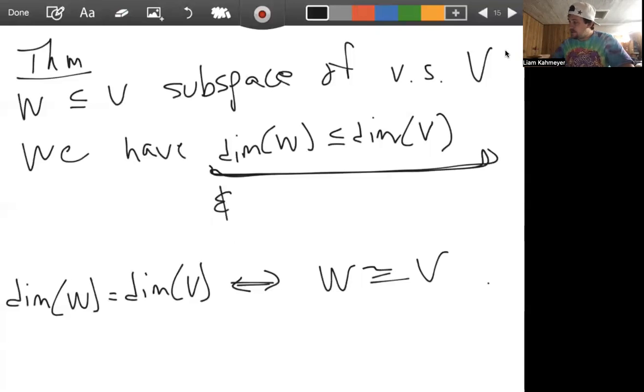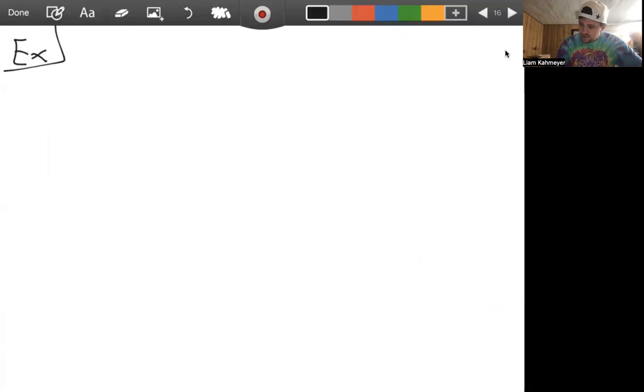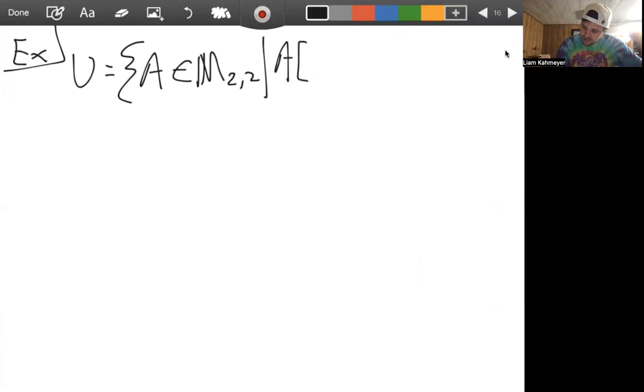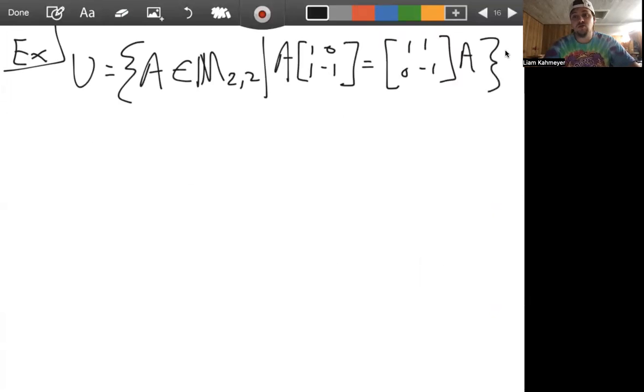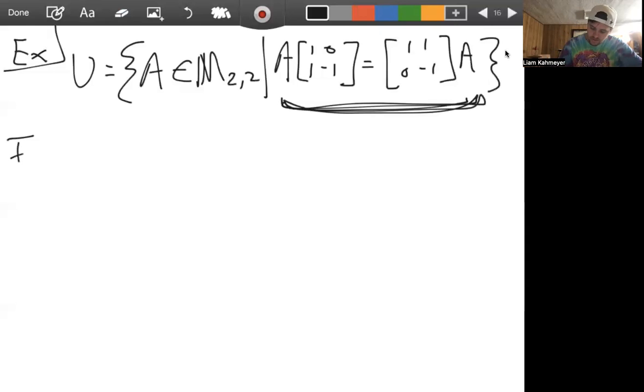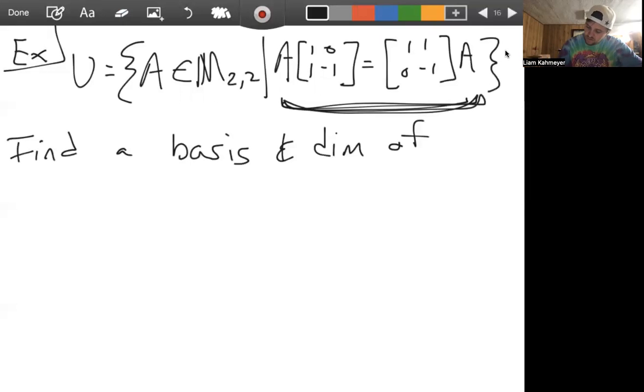Let's look at another example here. Let's say U is given by the set of 2x2 matrices A, so A is an element of M22 such that A times the matrix 1, 0, 1, -1 is equal to 1, 1, 0, -1 times A. So remember M sub 2 is the set of all 2x2 matrices. This subset U here is the set of all 2x2 matrices that satisfy this condition. Now let's find a basis and the dimension of U.